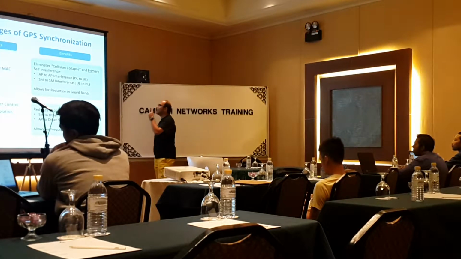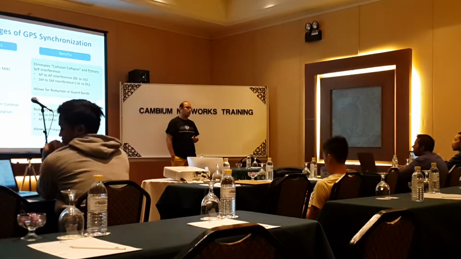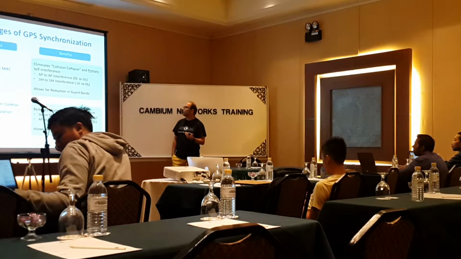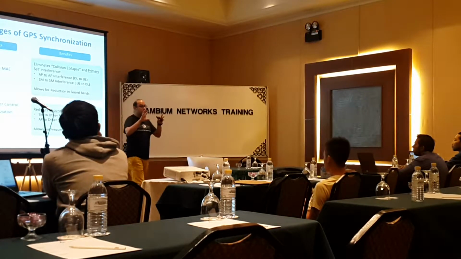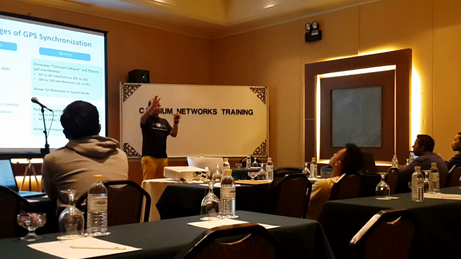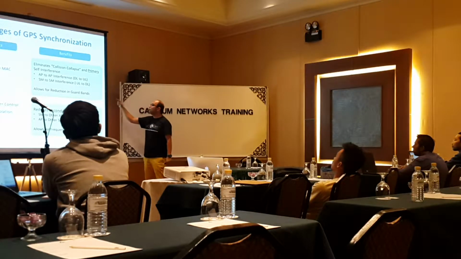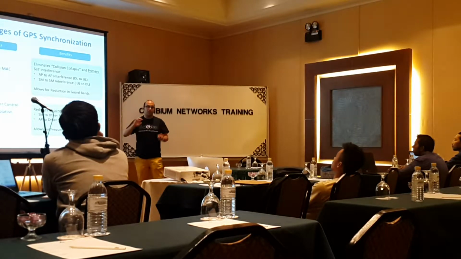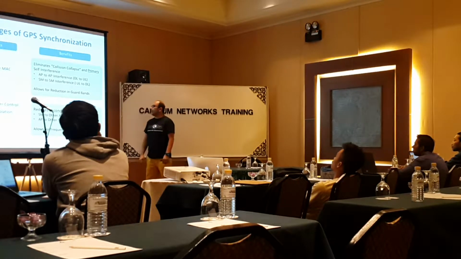GPS synchronization eliminates collision, collapse, and primary self-interference. It could be AP to AP interference, meaning one of them is sending while the other one is receiving, download to upload. The other one is SM to SM interference, meaning one SM is downloading while the other one is uploading. It allows for reduction in guard bands. Then you can have the short guard band, so the bandwidth could be about 10% more.